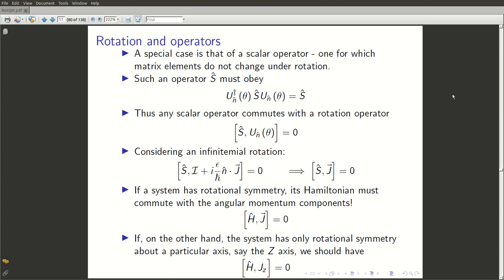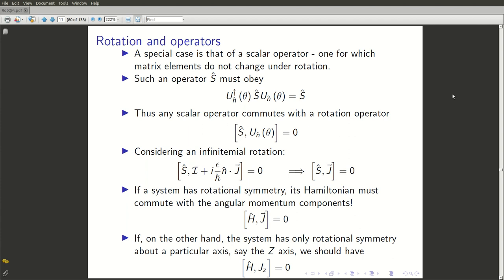Now, we have already seen that for an infinitesimal rotation, the operator U_n(theta) is going to be identity plus a first order correction which is proportional to the infinitesimal angle of rotation and multiplied by an operator which is just the angular momentum component in the direction of the rotation axis.